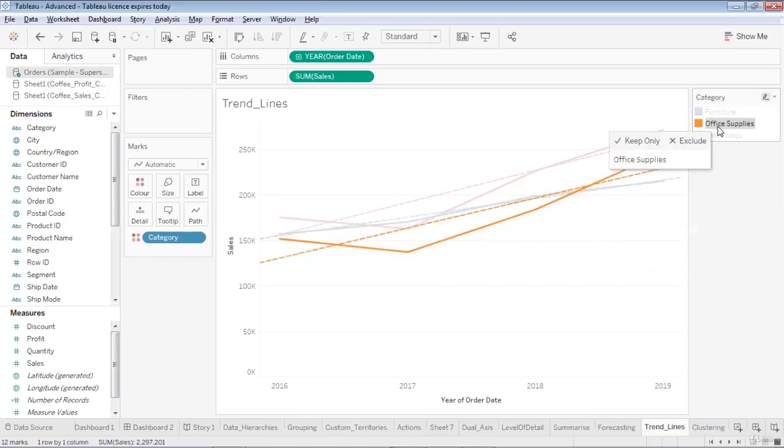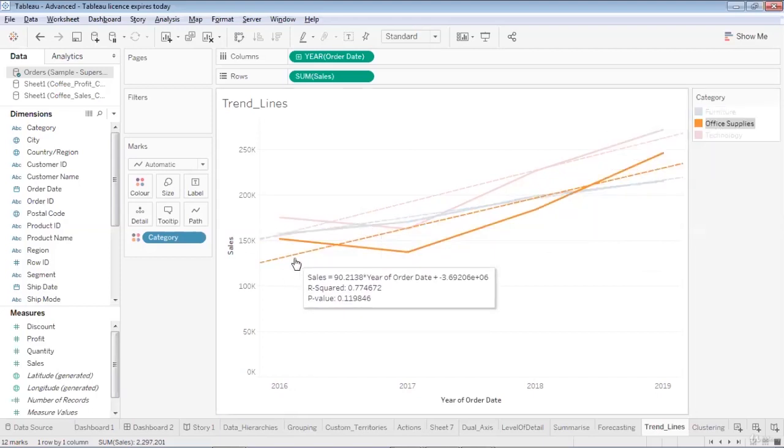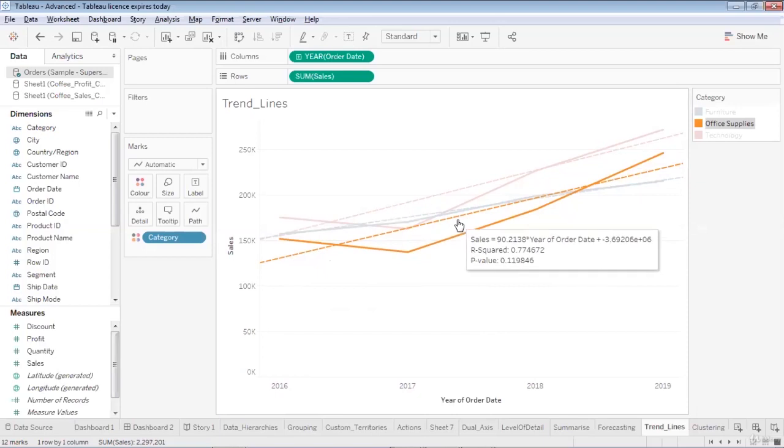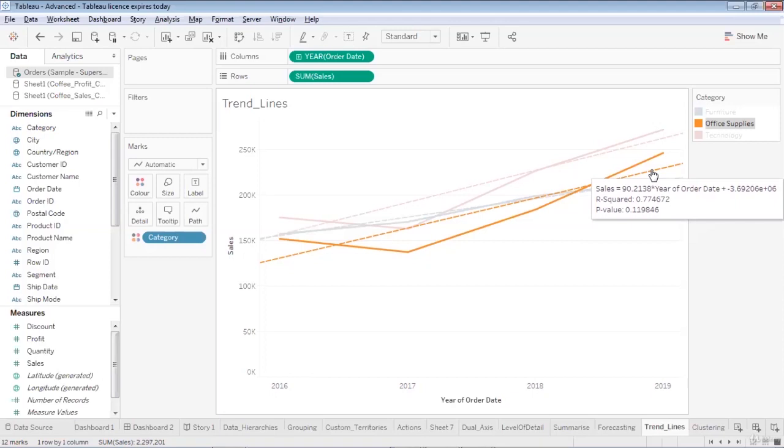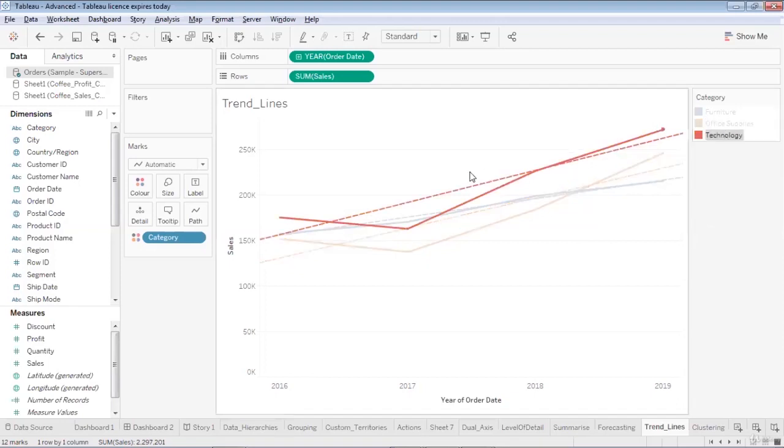In terms of office supplies, there would be an increase, although there was a dip in 2017 and 2018, which was against the trend line. But overall, you can say there would be an increase in the sales of office supplies. And then in technology, I can also see a straight upward trend. So in all of them, when we discuss sales, there is a positive trend.